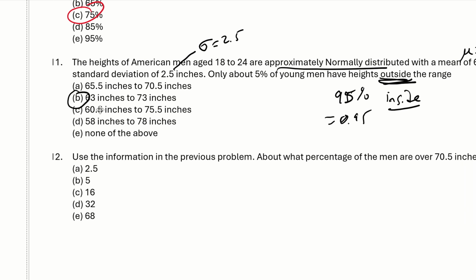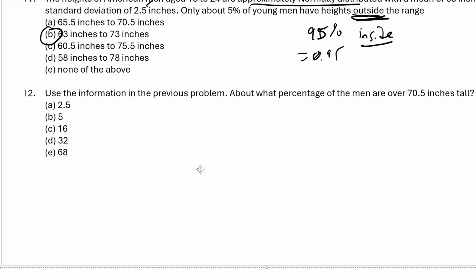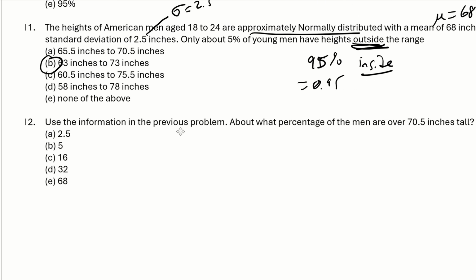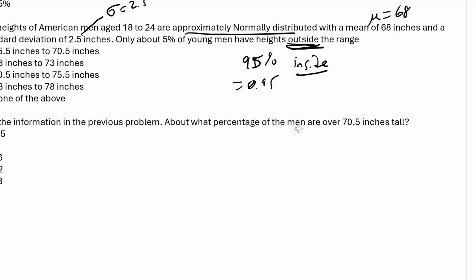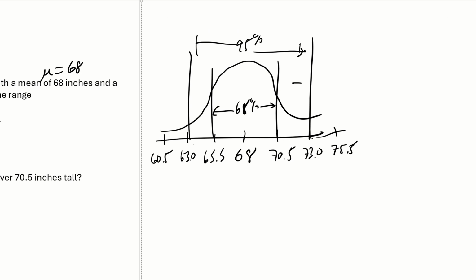All right, 95% of men are between 63 and 73, which means 5% are outside that range. Okay, so let's look at the next question. Use the information in the previous problem: what percentage of the men are over 70.5 inches tall? So 70.5. What percent are above it?